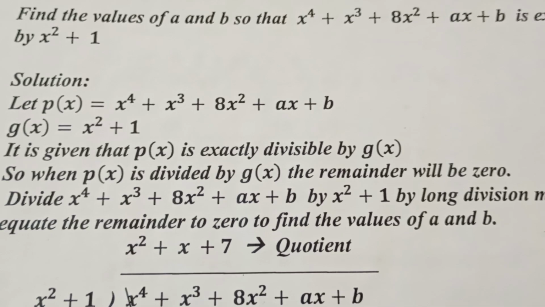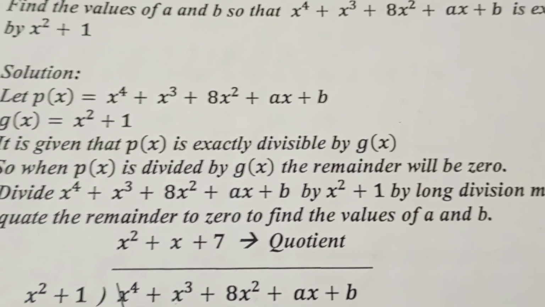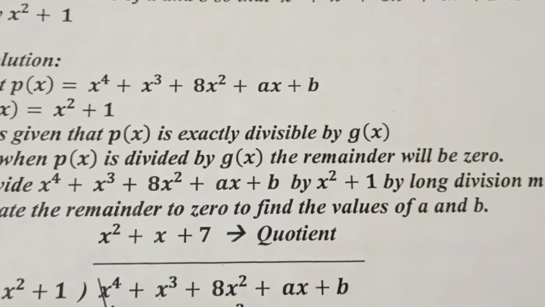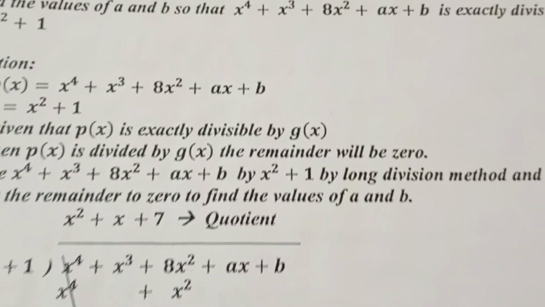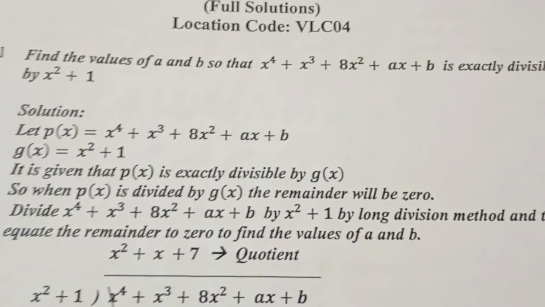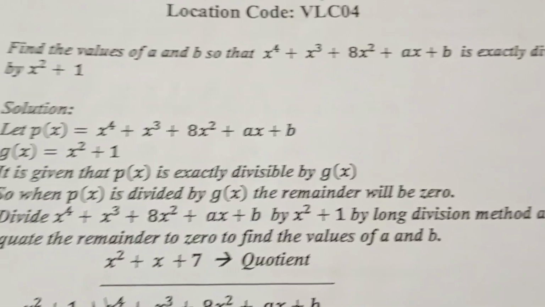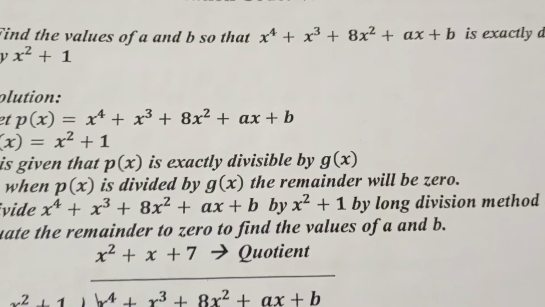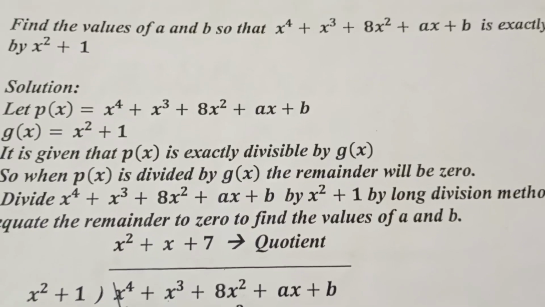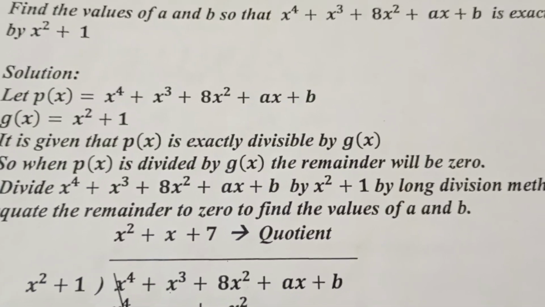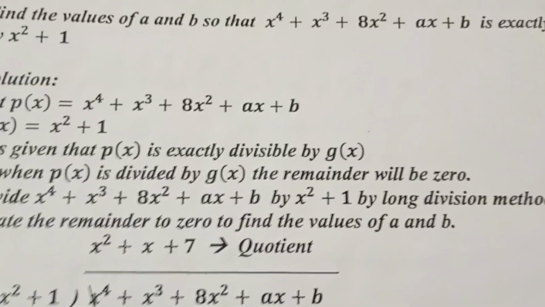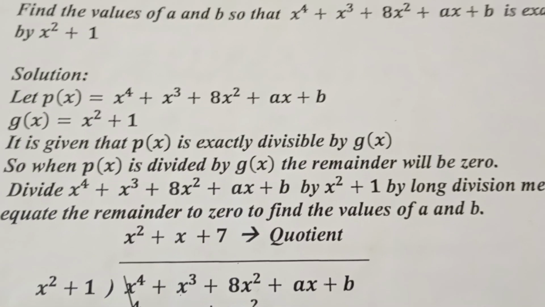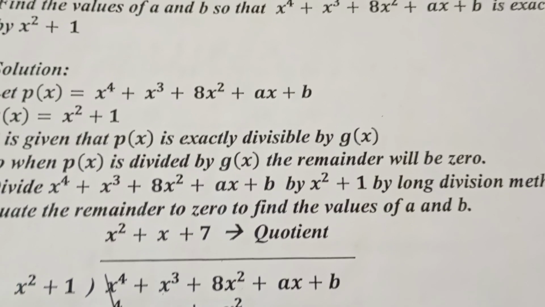So first of all, we have to divide x power 4 plus x cubed plus 8x squared plus ax plus b by x squared plus 1 by the long division method. Since g of x is not a linear polynomial, we cannot use synthetic division here. The x squared plus 1 is a non-factorizable quadratic polynomial of degree 2. So we can only use the long division method, and we will use it now.